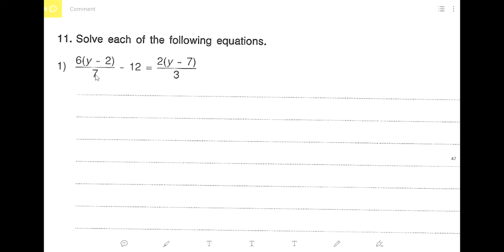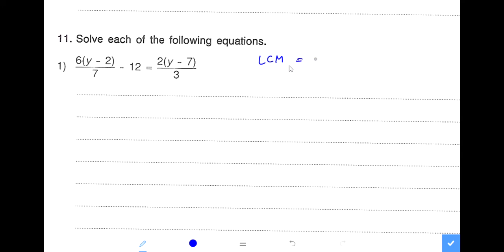This, you have a fraction, right? This is a fraction, this is an integer, this is a fraction. So we want to change all the fractions into integers. So we have to find the LCM, okay? In this problem, 7 is a prime number, 3 is also a prime number. So the LCM is going to be 21 for sure, right? 7 times 3 is 21.